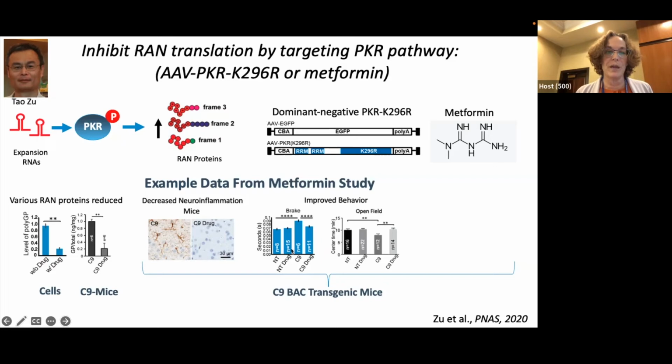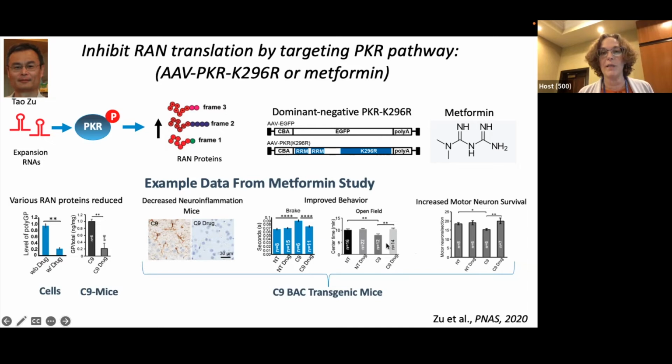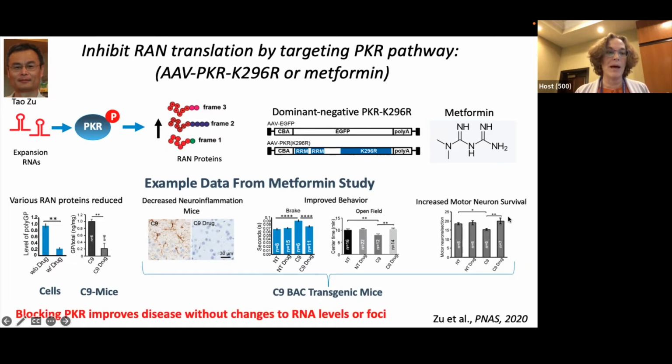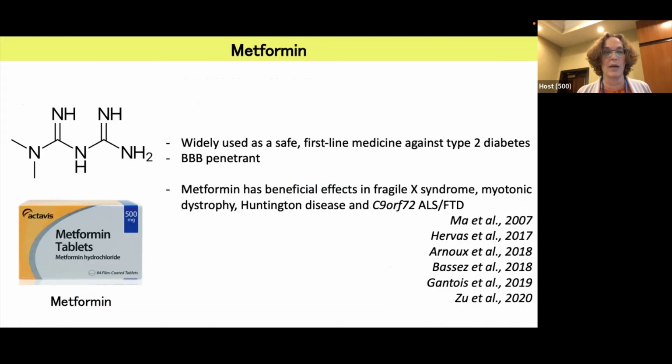It improves behavior, DigiGait and open field behavior, and importantly, it improves motor neuron survival. That's a classic feature of ALS and frontotemporal dementia: motor neuron loss. We see that in our mouse model, and then that's rescued with metformin treatment. And blocking the PKR pathway with metformin does not change the levels of the RNAs or the RNA foci.